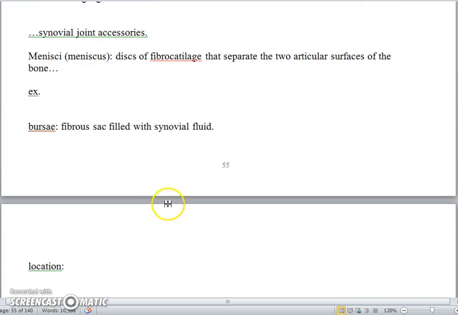All right. Menisci, synovial joint accessories, things that are associated with some synovial joints. Few joints have menisci, plural, meniscus, singular. It's a disc of fibrocartilage that separates the two surfaces of the bone. Some famous ones are in the knee. There we go. Lateral and medial meniscus of the knee joint.